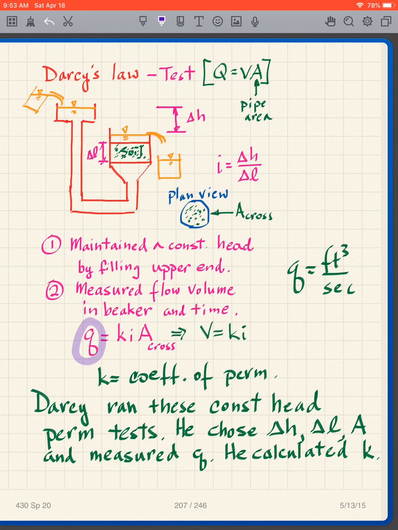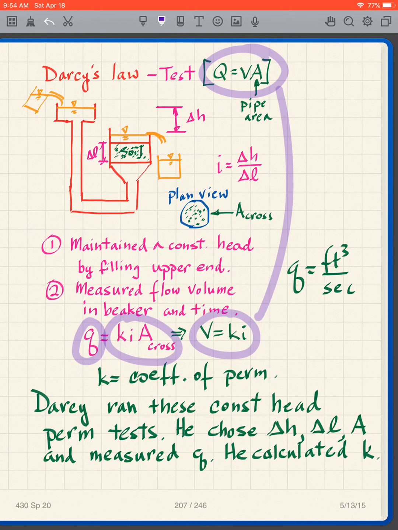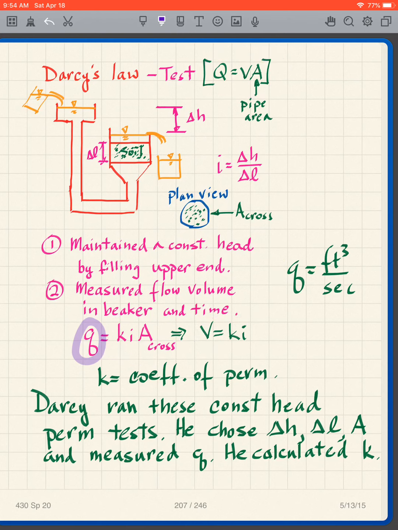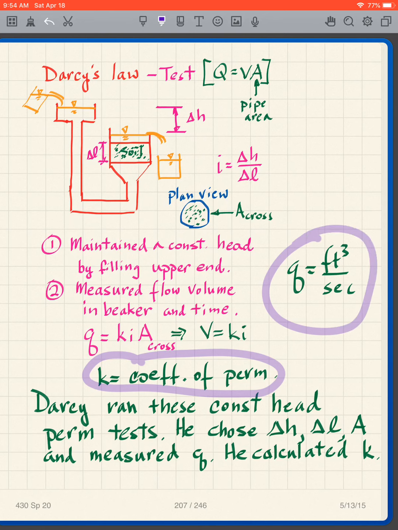For some reason we use small q in soil mechanics. And so the formula that Darcy came up with was Q is equal to KIA. Well, if the velocity V is K times I, then it's the same equation. So the basic equation that Darcy developed is that Q is equal to K times I times the cross-section, where K is the coefficient of permeability of the soil. And the units on small q are cubic feet per second.